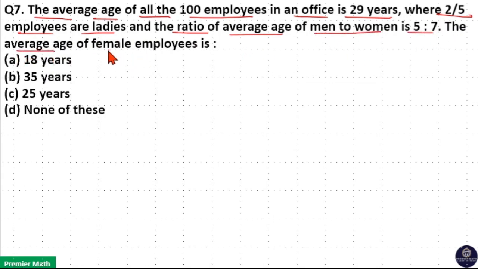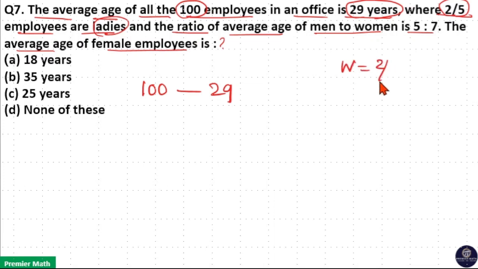The total number of employees is 100 and the average age of these 100 employees is 29 years. Now 2 by 5 of the employees are ladies. So the number of women is 2 by 5 of the total number of employees, 100. 2 by 5 of 100 means 5 goes 20 times in 100.